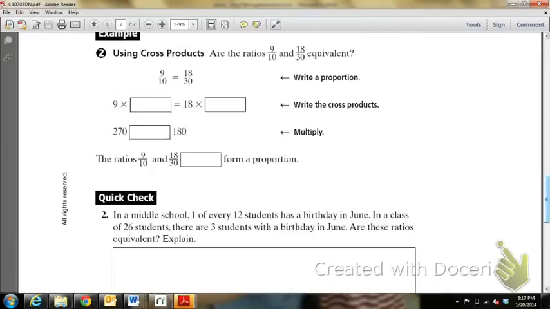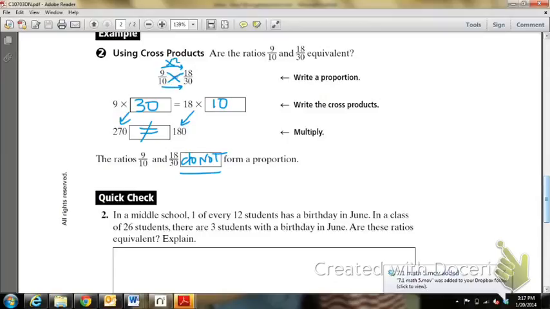Okay, so now let's do the cross product way that they were talking about. Are the ratios 9/10 and 18/30 equivalent? Okay, so we're going to multiply on the diagonal. 9 times 30, is that going to be the same as 18 times 10? 9 times 30 is 270, and 18 times 10 is 180. Those are not equal, so these ratios do not form a proportion. And also, you could have done the cheaty way. 9 times 2 is 18, but 10 times 2 is not 30, so it doesn't work.